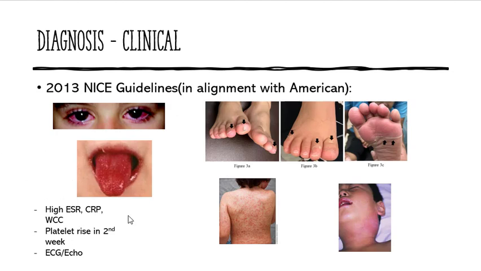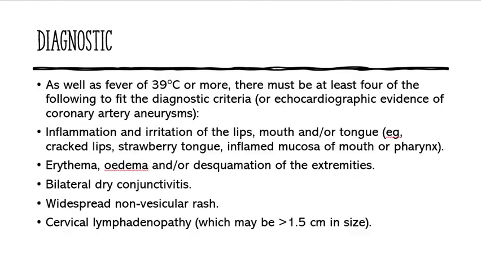In terms of investigations, because it's an overreaction of the immune system, you will see a high ESR, high CRP, high white cell count, and given in the second week you might also see a platelet rise, so you might want to do a platelet screening here. You might want to also do an ECG and echocardiogram, but because you might be seeing a Kawasaki disease patient in a later term, you actually do need to do an echocardiogram to see that.